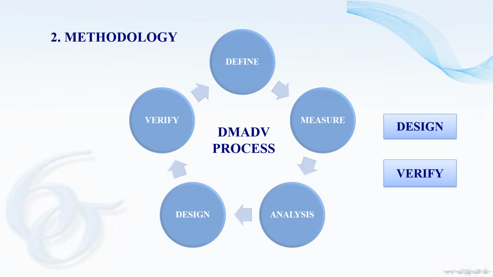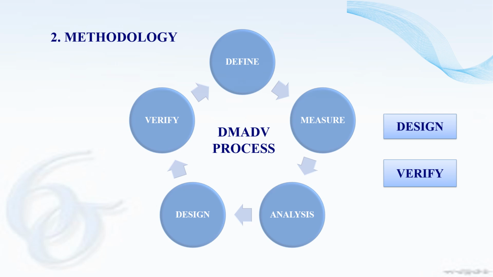First we learn about define: identify the project goal and customer requirements. Then measure: determine the customer needs and specifications for the product or process. Then analysis: analyze design alternatives and select the best solution. Then design: develop the detailed design of the product or process. Verify: test and verify the design works as intended and meets all the requirements.